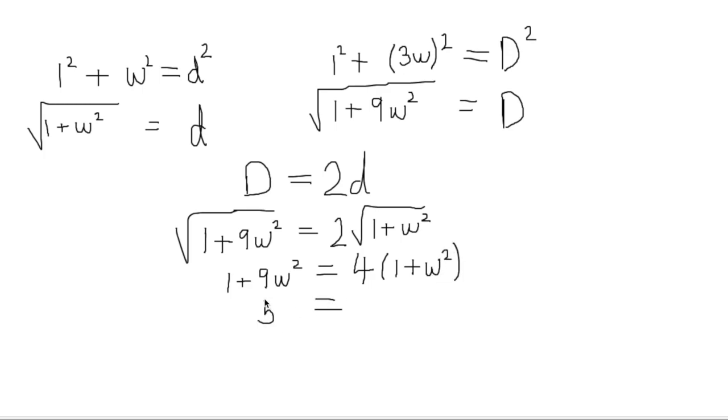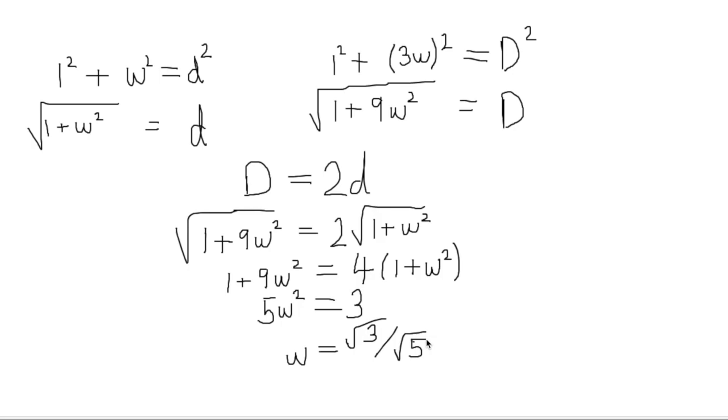And then when you rewrite that, 9W squared minus the 4W squared, we get 5W squared. On the other side, we get 4 minus 1 is 3, so W squared is 3 over 5. And W is root 3 over root 5.